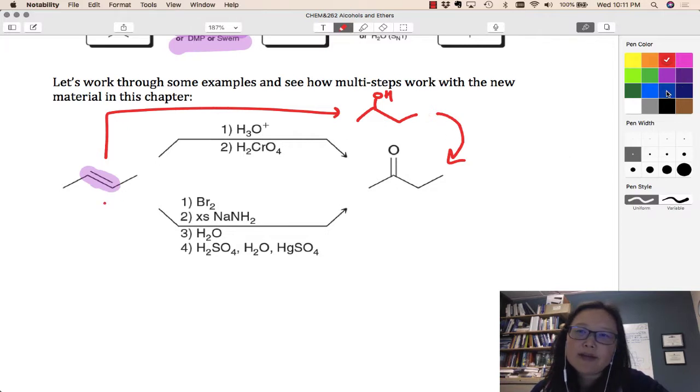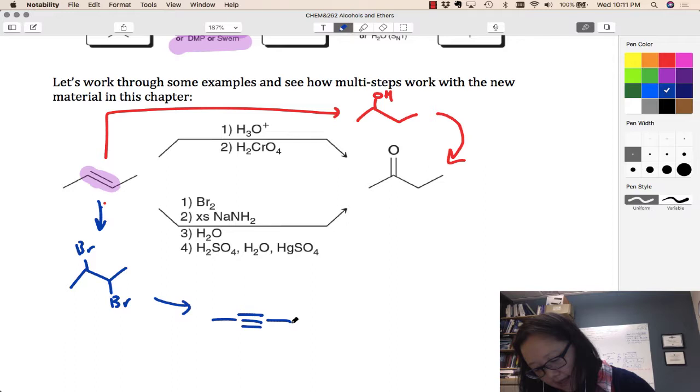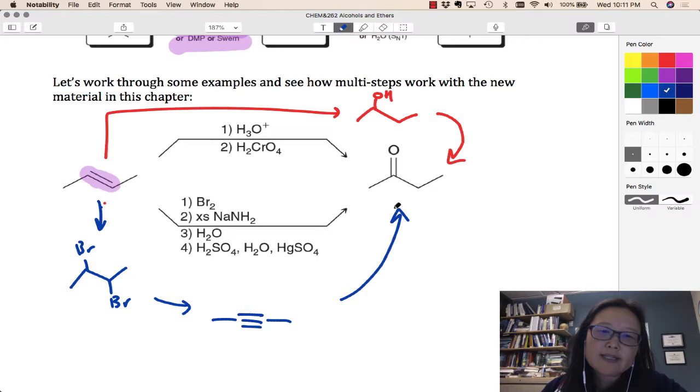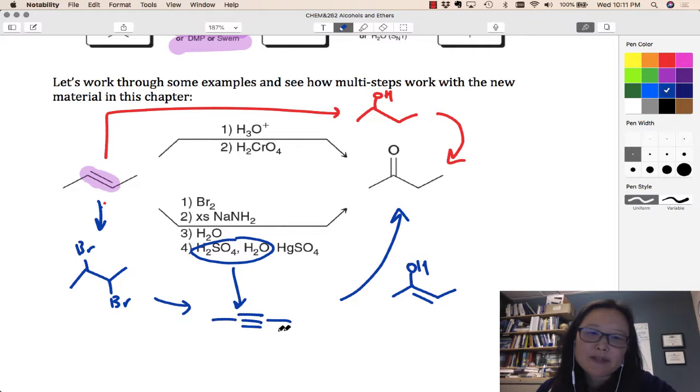Now for the other one down here, let's follow this one through. Br2 is going to give me trans dihalide, and then excess sodium amide, and then I have water just to neutralize that. And then I have Markovnikov addition of water, which then tautomerizes the enol to the ketone. I'll write the enol here just so you see. This will put an OH group here, or on the other carbon, it's symmetrical. And then this enol tautomerizes to this ketone.